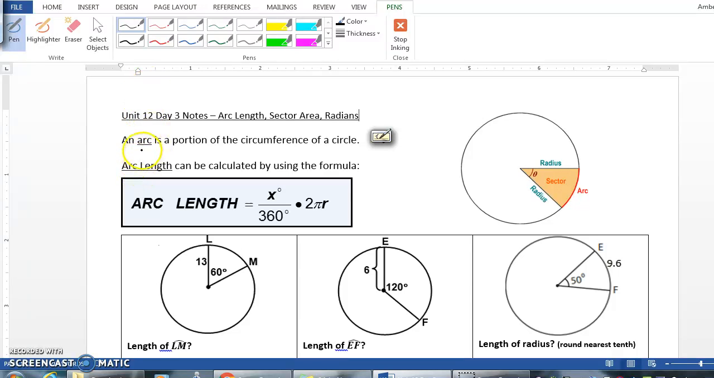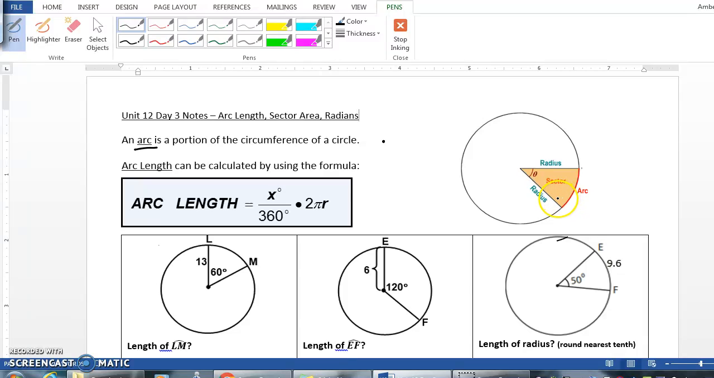To start off, we're going to talk about an arc, and it's just a portion of the circumference of a circle. So it's part of the circumference of the circle, and you'll recall that the circumference of the circle is just all the way around the circle. Okay, so an arc is just part of that right here.